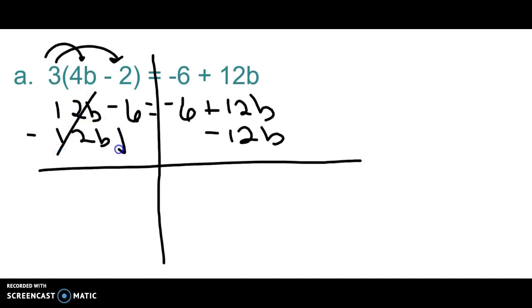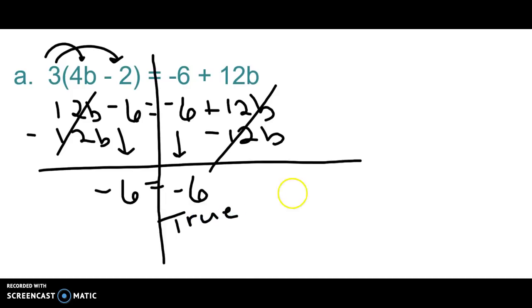Those cancel. Negative 6 drops down. Negative 6 drops down, and those cancel. We now have a true statement. Negative 6 equals negative 6. And since it's a true statement, if you remember, the answer is going to be infinite solutions.